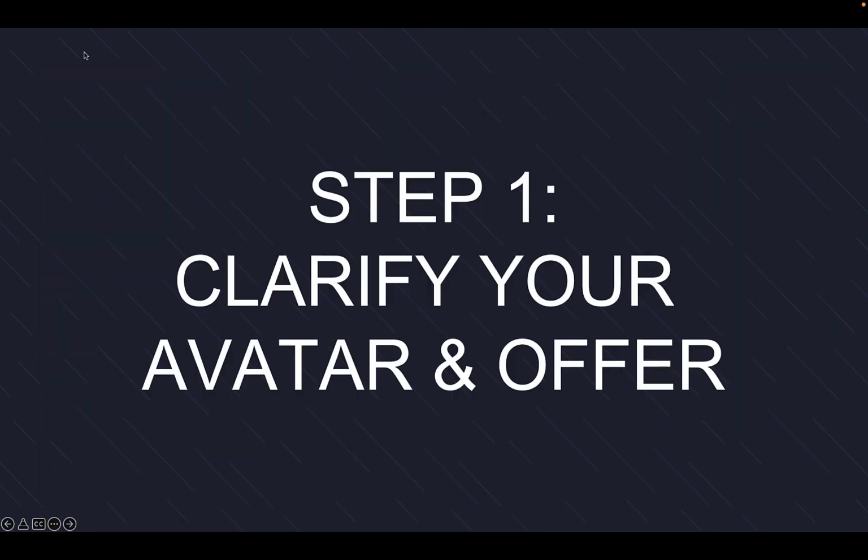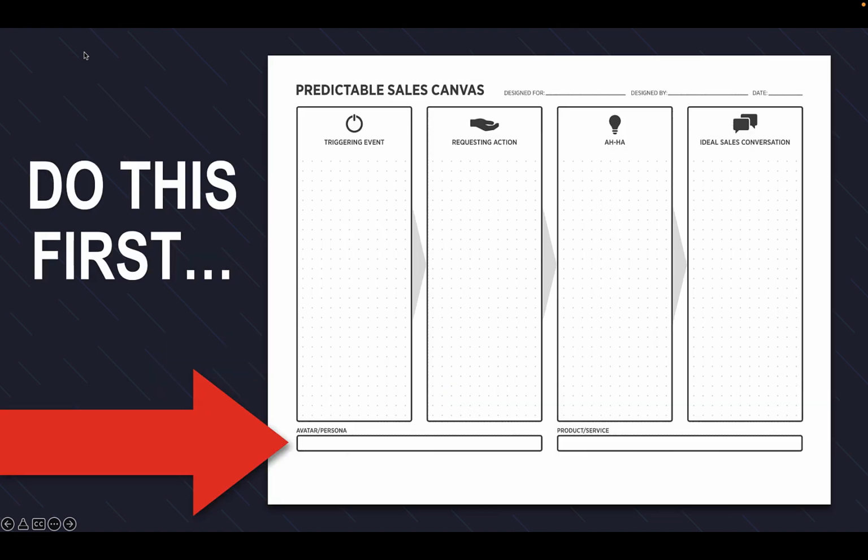So step 1 in the Predictable Sales Canvas is clarifying your avatar and offer. Back to the customer avatar canvas. I told you guys that was going to be the number one most important framework for everything else we're doing, and we're revisiting it again here. So step 1 is clarifying your avatar and offer. Go ahead and make sure you write that down at the bottom of the worksheet.